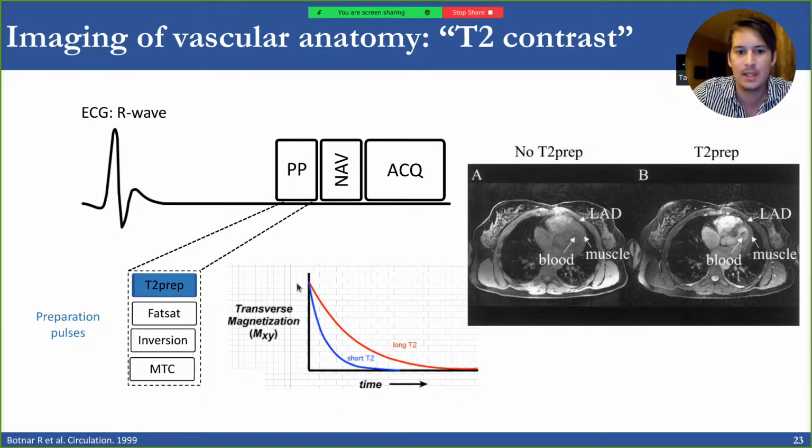That's why it has an effect on the image. So with no T2 preparation, the tissues are very similar, but with T2 preparation, you can see more clearly the difference between the blood and the cardiac muscle.